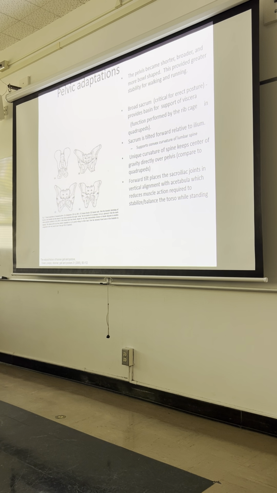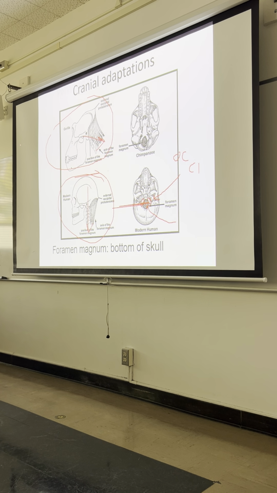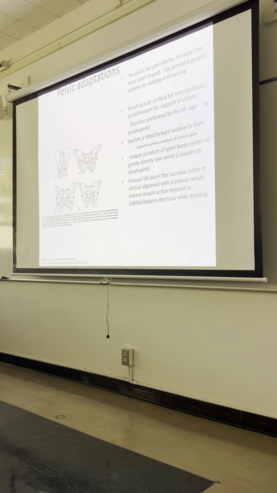Another major place we see alterations is in the pelvis. So in most other primates, the pelvic girdle is pretty tall and the sacrum is pretty narrow. In the human, the pelvic girdle got shorter and the sacrum got wider. This configuration also helps with keeping the center of gravity between the two legs when you walk.